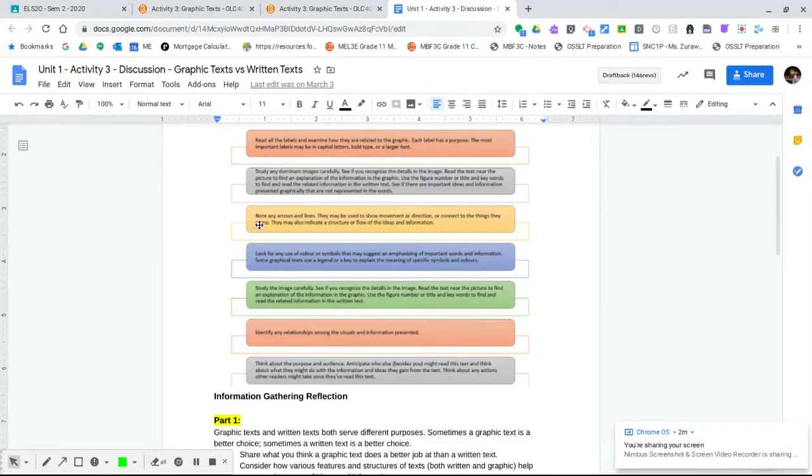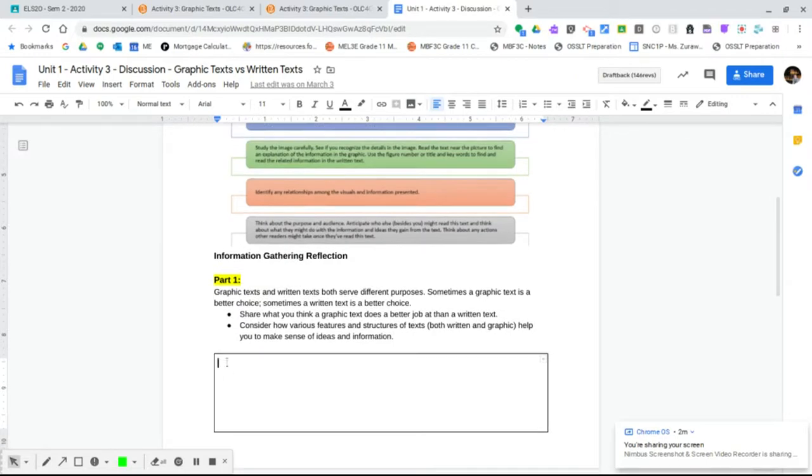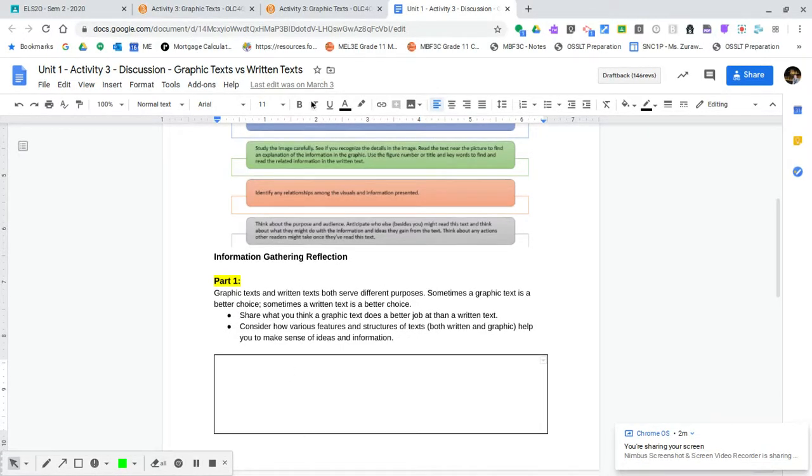So you might be able to find the next one, what does it say? Note any arrows or lines. They may be used to draw movement or direction or connect to things they name. They may also indicate structure or flow of information. So a point down here could be the arrows or the lines that are presented in a graphic text help to show the flow of the most important information, right? So you could kind of pull some information from here to help compare them.